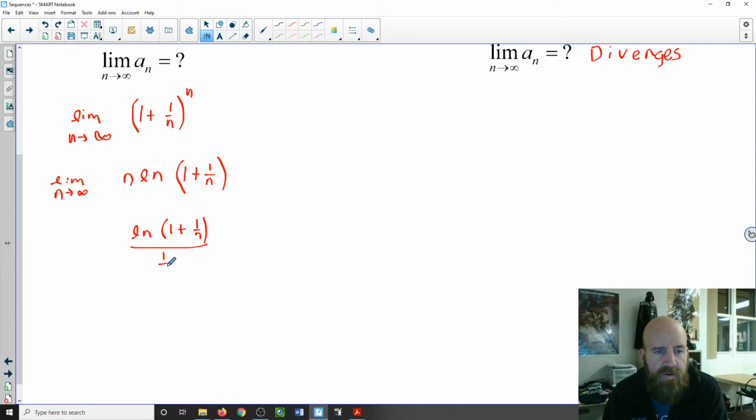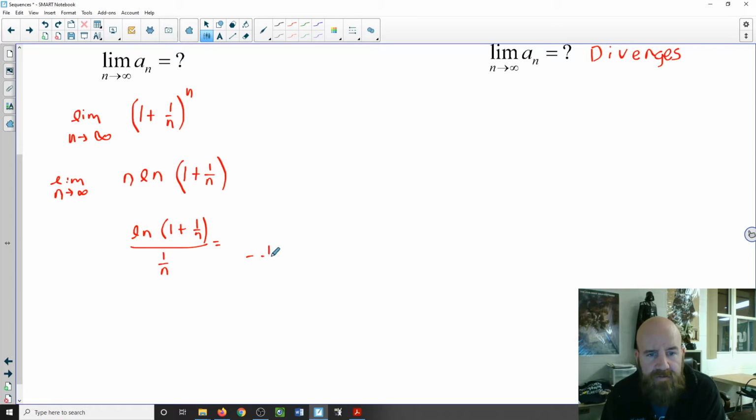So that would be 1 over n. Now if we plug it in, we end up with 0 over 0. Still indeterminate, but we're in a fraction form now. Now we can run L'Hopital's rule. Now we can take the derivative of the top and the bottom.